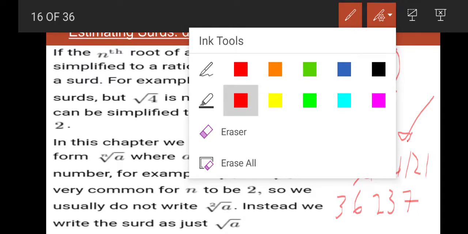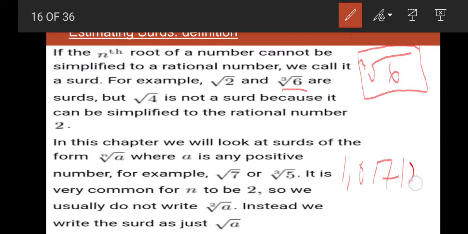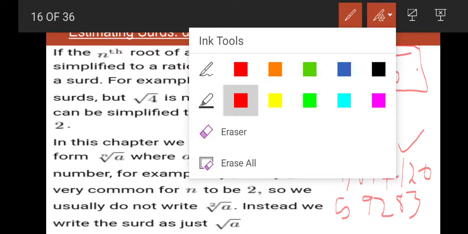Moving on to the next example, which is the cube root of 6. If we simplify the cube root of 6, we will get 1.8171205928. Realize again that this is a decimal, not a rational number. So the cube root of 6 is a surd because it did not give us a rational number.